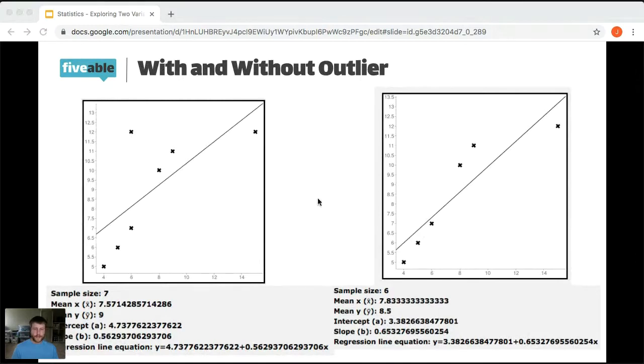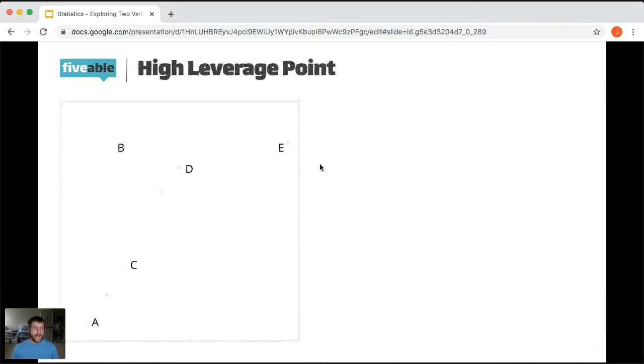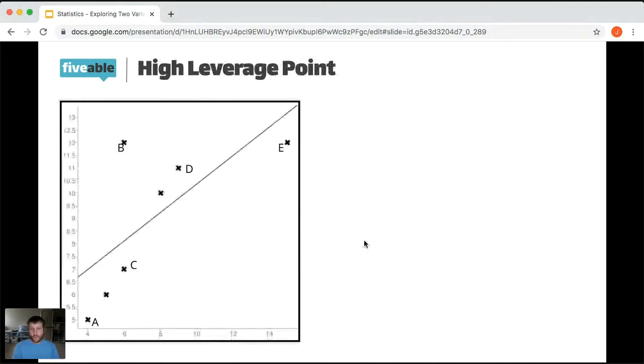Okay, so outliers are extreme. And if you're gathering the big picture here, outliers are extreme in the way that they have a larger than normal y value. Okay, so the other option is the high leverage point. So which one of these 5 points is going to be the high leverage point?